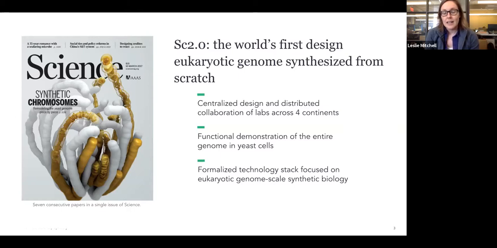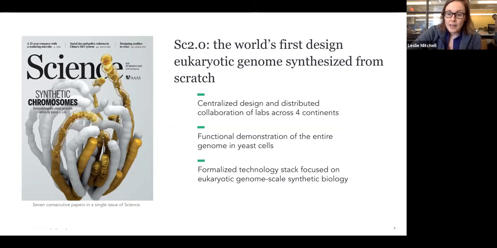The idea that with a centralized design, distributed collaborations are successful, including across almost all of the continents on the planet. Those types of collaborations can successfully be used to undertake these big projects related to genome writing. Even at the 12 megabase scale, that's a pretty big project. At this point, the project has functionally demonstrated the entire design works in cells, and it's a question of consolidating chromosomes into a single cell.